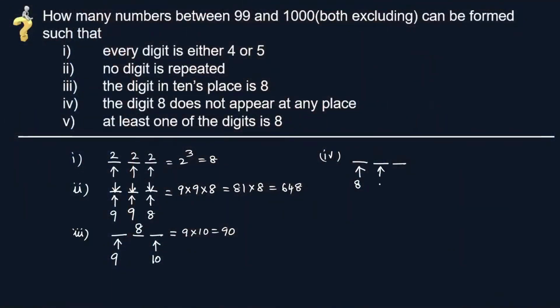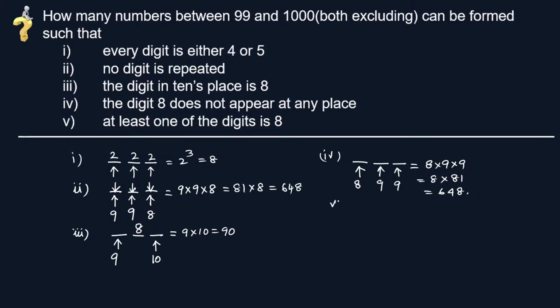So the 10th place can be filled in 9 different ways. Why? Because any digit can come other than 8. Again, the unit place can also be filled in 9 different ways, because again 8 cannot come. So the total number of ways where 8 will never come is again 648. Is it clear to all of you? So the total number of numbers that can be formed where 8 does not appear at any place is 648.